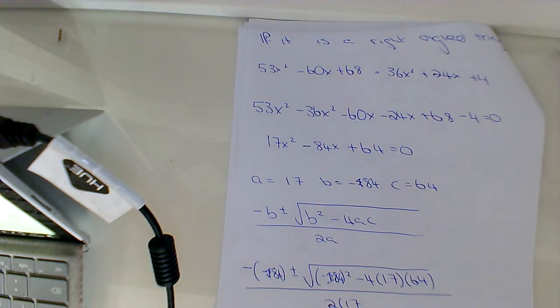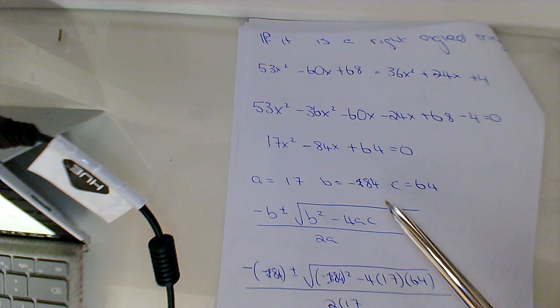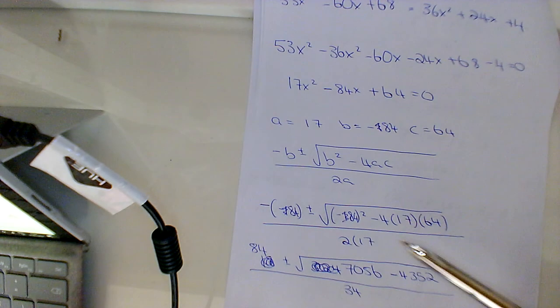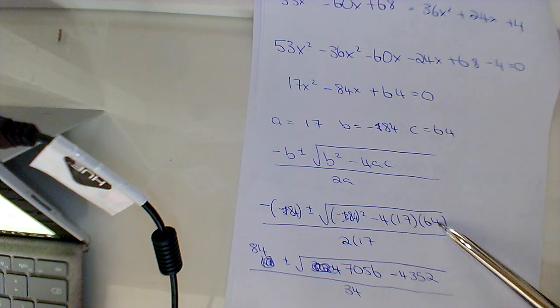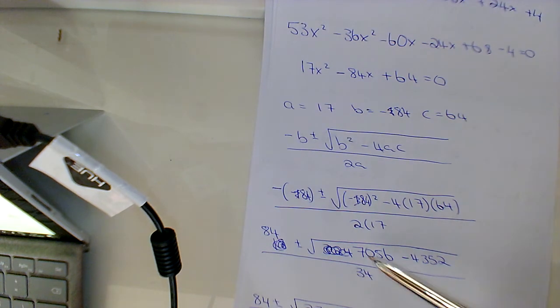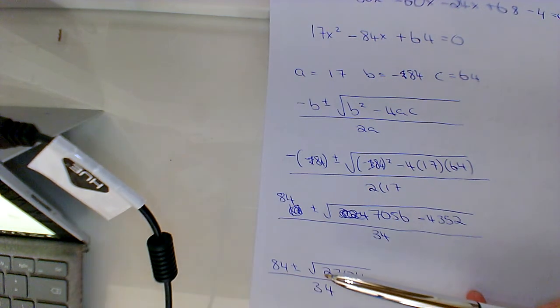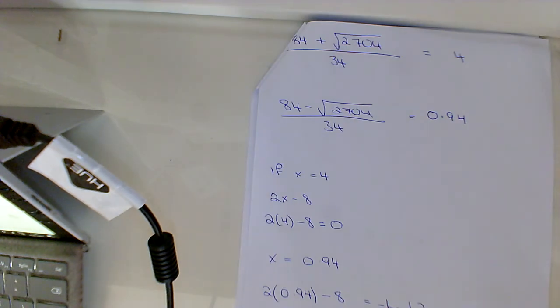I then went off and did my minus b formula, so I have a is equal to 17, b is equal to minus 84, and c is equal to 64. So I have minus b plus or minus the square root of b squared minus 4ac all over 2a. So I have minus 84 plus or minus the square root of 84 squared, minus 4 bracket 17 bracket 64 all over 2 bracket 17. And I have 84 plus or minus the square root of 7,056 minus 4,352 all over 34, 2,704 all over 34. I then get 84 plus 2,704 over 34, and I get my answer is equal to 4, and I do it to minus, and I get 0.94.